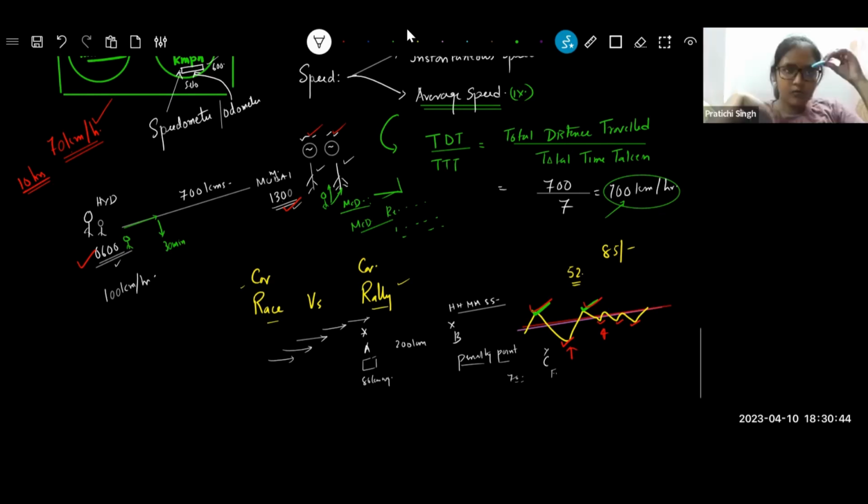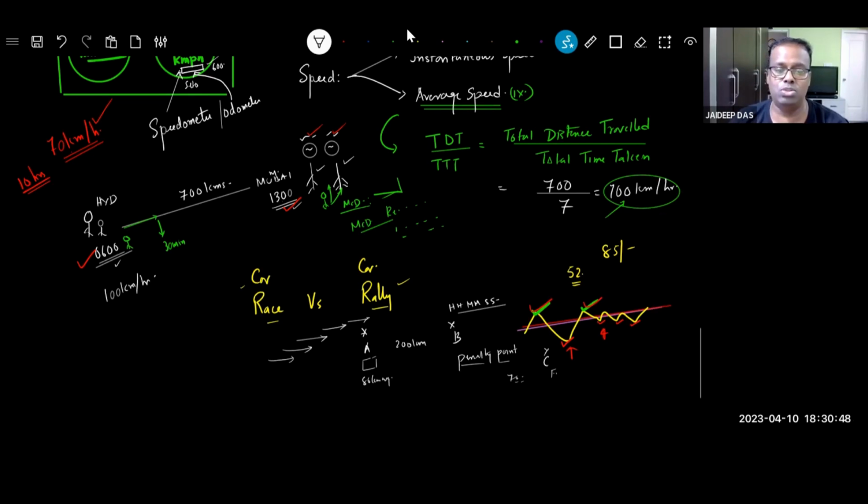Got it? Okay. Right. And the navigator is like a computer in a rally. He has to constantly do that calculation and tell the driver, okay, fine. We were slow in this section. What will we do? Let's speed up now. Drove at 100. Next 15 at 100. Then slow down here. Like that.